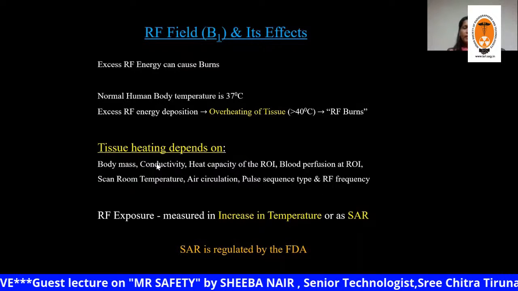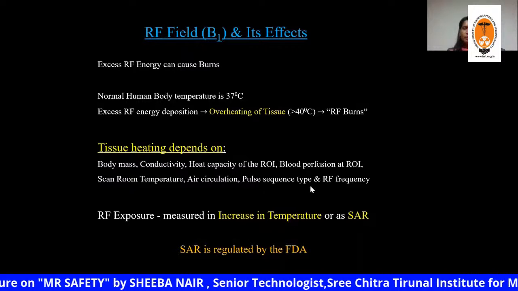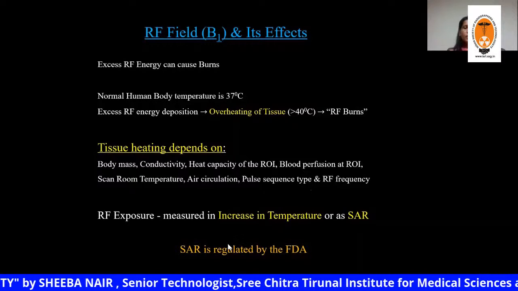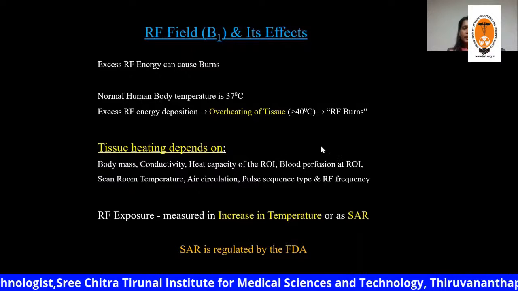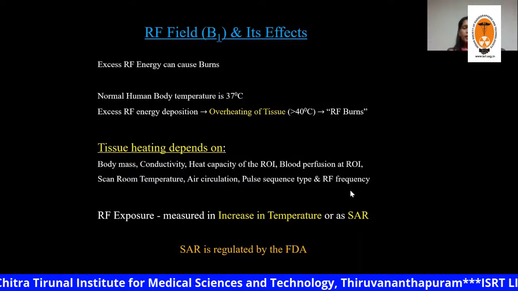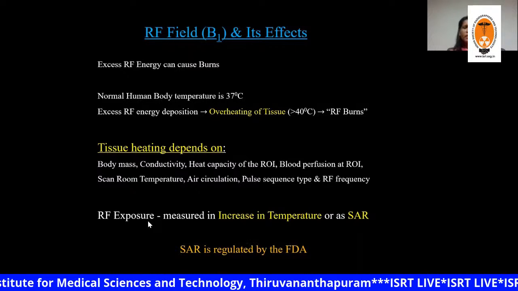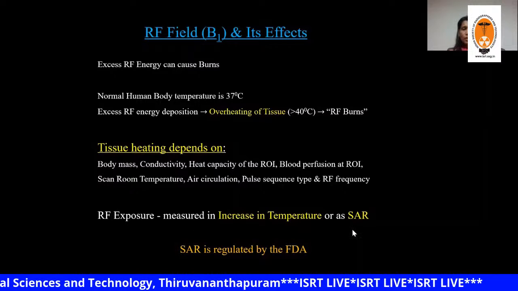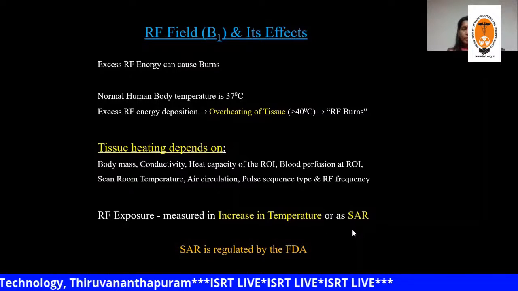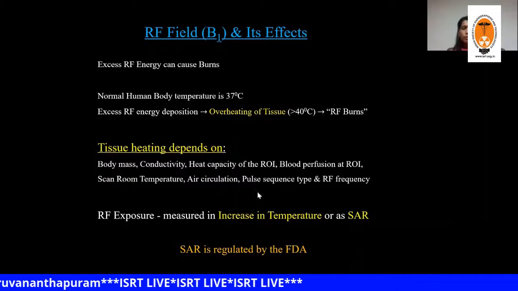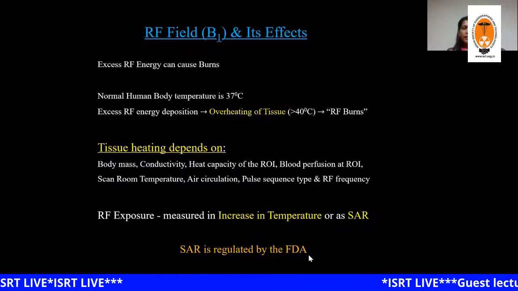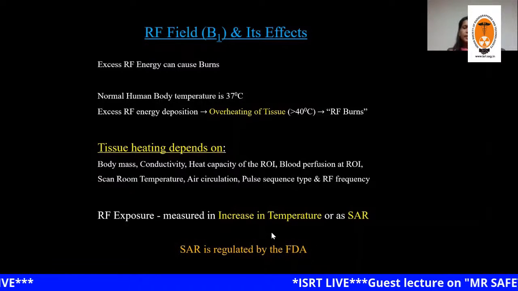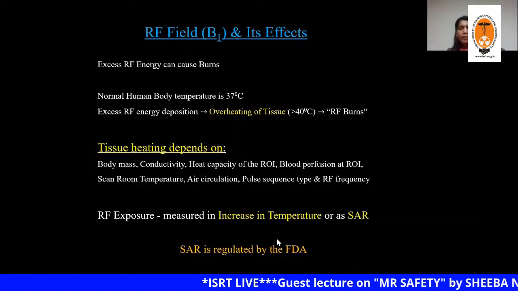So proper ventilation is very, very important in an MR room. And also we have to select the parameters in such a way that they should not exceed the recommended limits. The RF exposure is usually measured in specific absorption rate, that is the amount of energy deposited in a unit gram of tissue. And the SAR is regulated by the FDA.